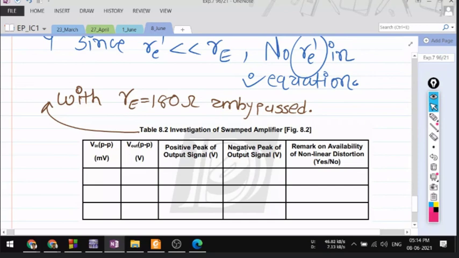Okay, student, RE equal to 180 ohm unbypassed. Okay, this is with RE 180 ohm unbypassed. Got it? So same readings, student, we have to go with the same readings, right? Which readings? 10 millivolt peak to peak, 20 millivolt peak to peak, 40 millivolt peak to peak, 60 millivolt peak to peak. Okay. We have to repeat the experiment, nothing else.